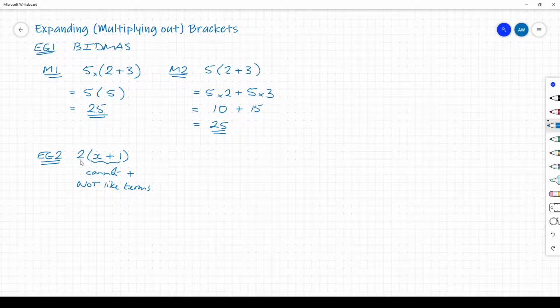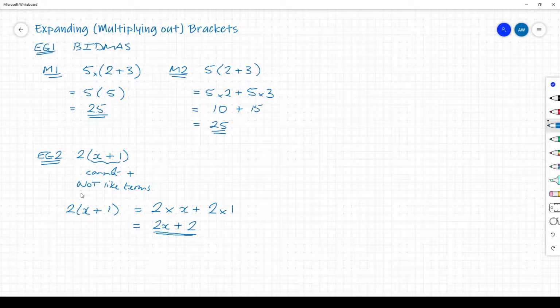So if we want to expand or multiply out the brackets, which is what we call this, we can only use method 2. We can only multiply each term inside the bracket by what is outside the bracket. So if we take that 2 bracket x plus 1, then all we can do is 2 times the x plus 2 times the 1, and then work that out. 2 times x, well of course, is just 2x. We just drop the times sign because we don't write times signs in algebra, plus 2 times 1 is 2.